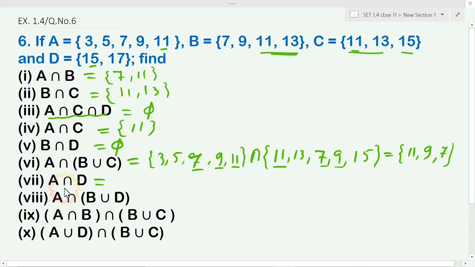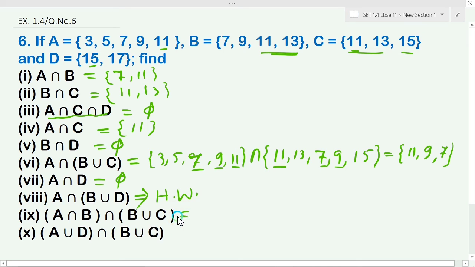Now A intersection D. Is there any element common between A and D? A and D, no. So this will be empty set. Now this will be A intersection B union D. You do it as homework.